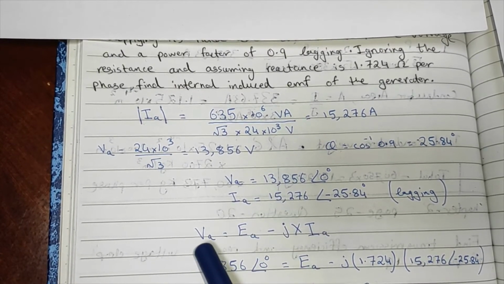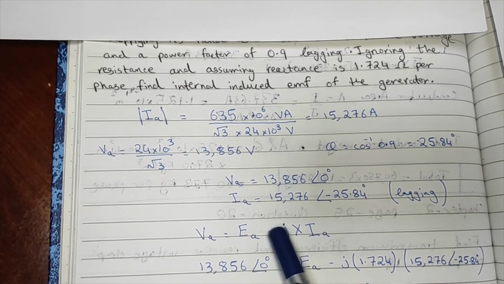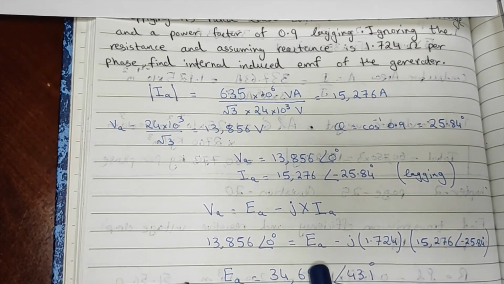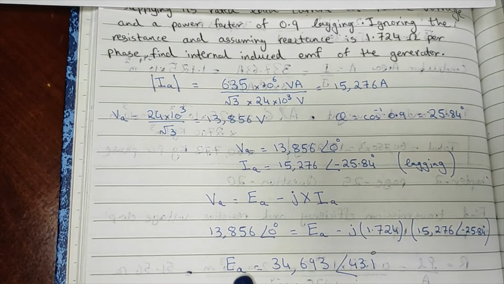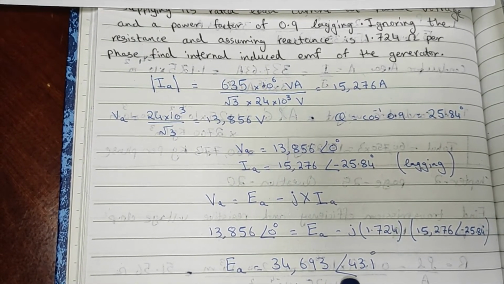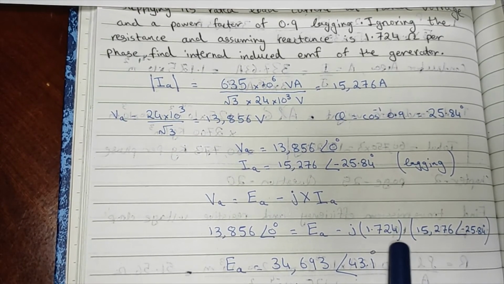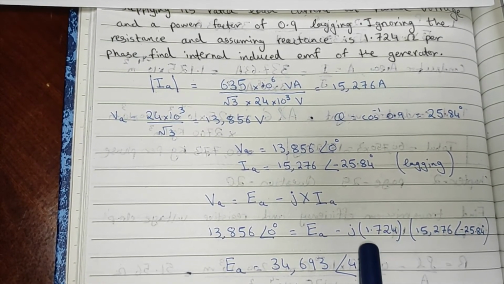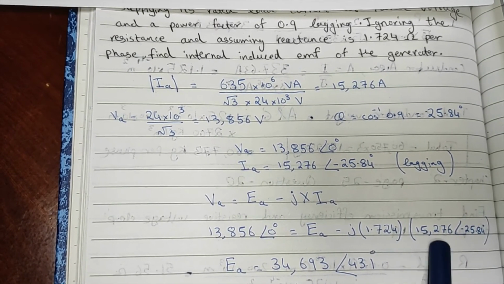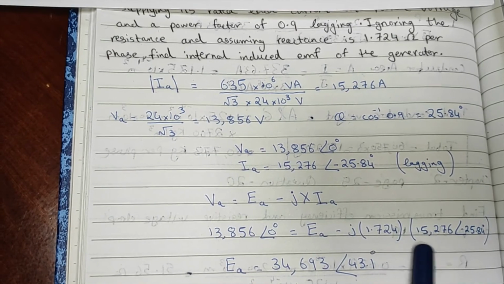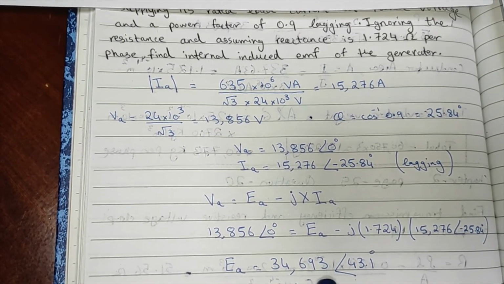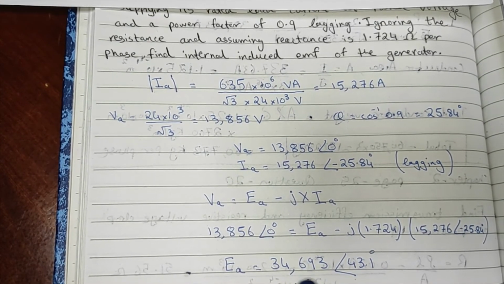Just put the values of whatever we know up till now and rearrange and solve it for EA, and you will get the final answer of the induced EMF to be 34,693 with an angle of 43.1 degrees. Because this is actually a phasor equation, you can solve it in your scientific calculator by simply putting it directly as phasor values, or you can convert them into rectangular coordinates, solve it, and then convert it back to phasor. It's up to you, whichever way you choose. The final answer should be this one.